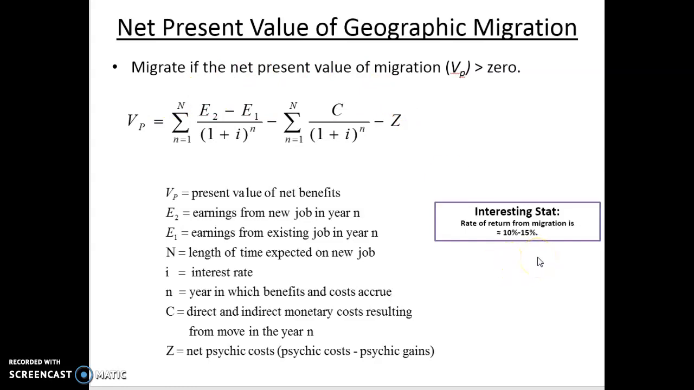Interesting stat, the rate of return on migration is 10 to 15%, which is analogous to what you might get long-term in an indexed fund for the stock market. So that's actually, I should say it's better than that. 8 to 12% would probably be the average for an index fund over the long run. So you're actually getting more return from migration than you would with typical investments. And I think that's also better than what we saw with education. So migration usually yields a nice present value. Otherwise, people wouldn't do it. There has to be some upside. All right, let's keep going.